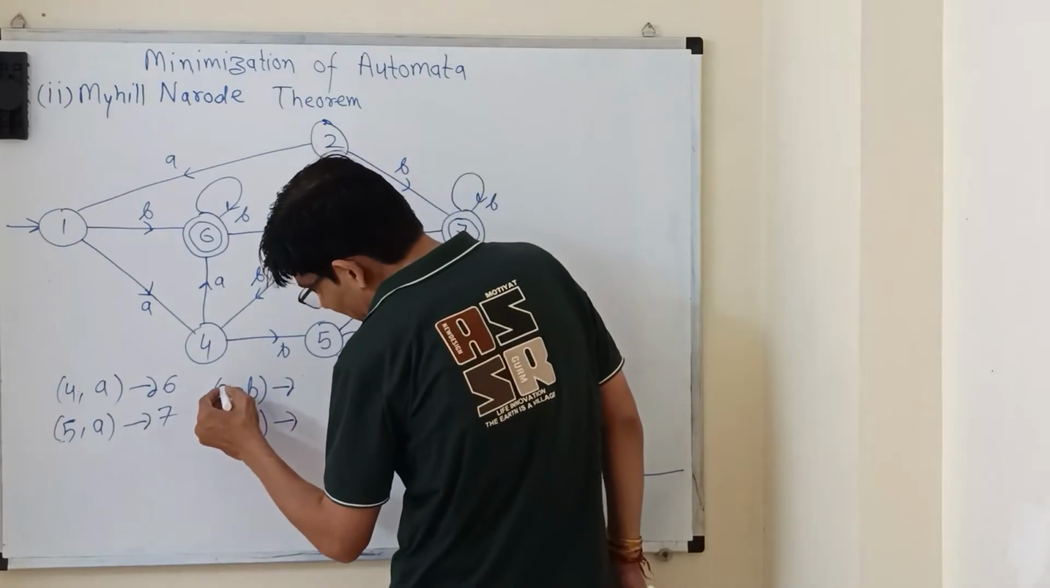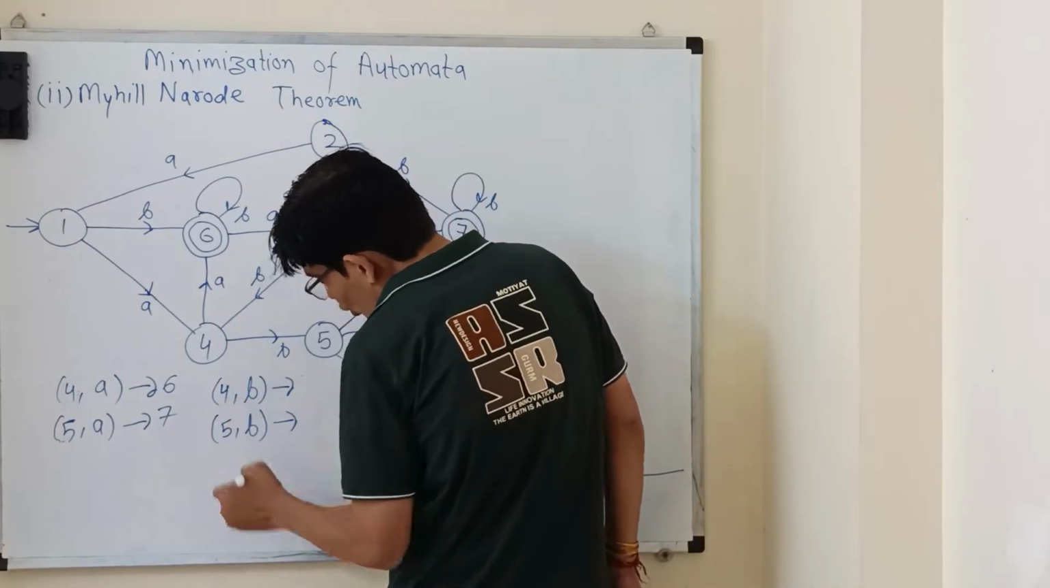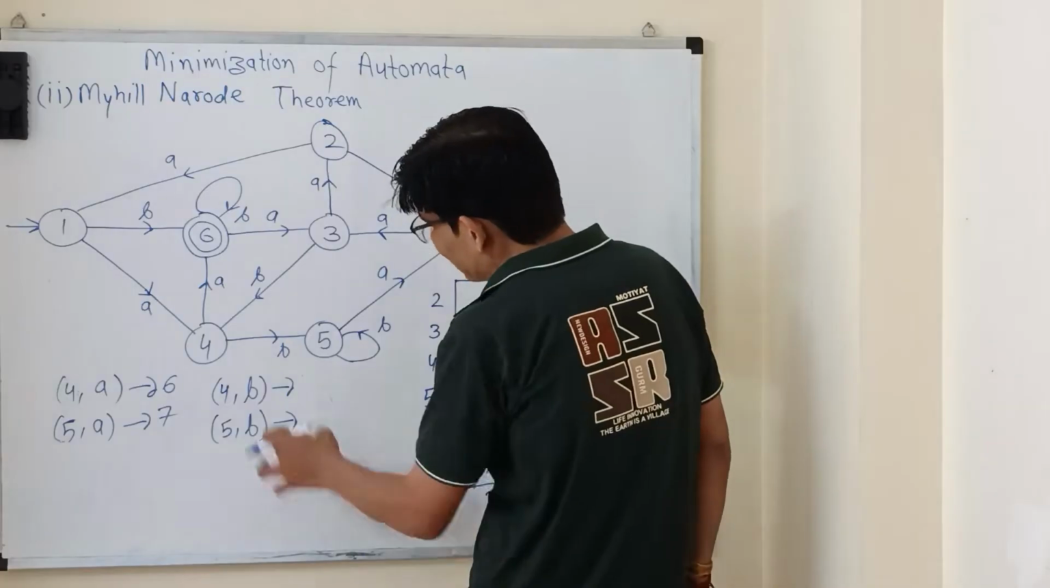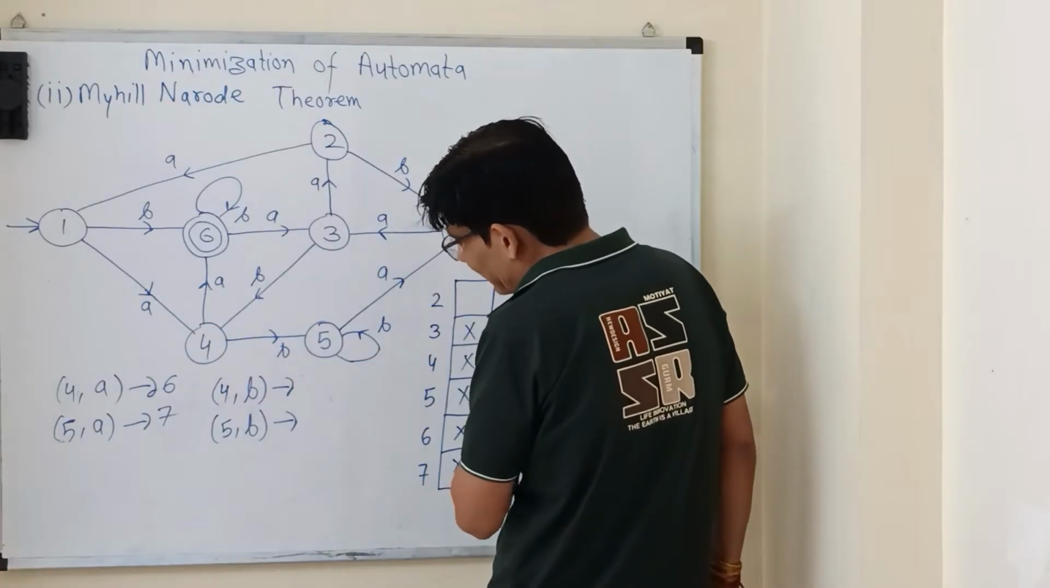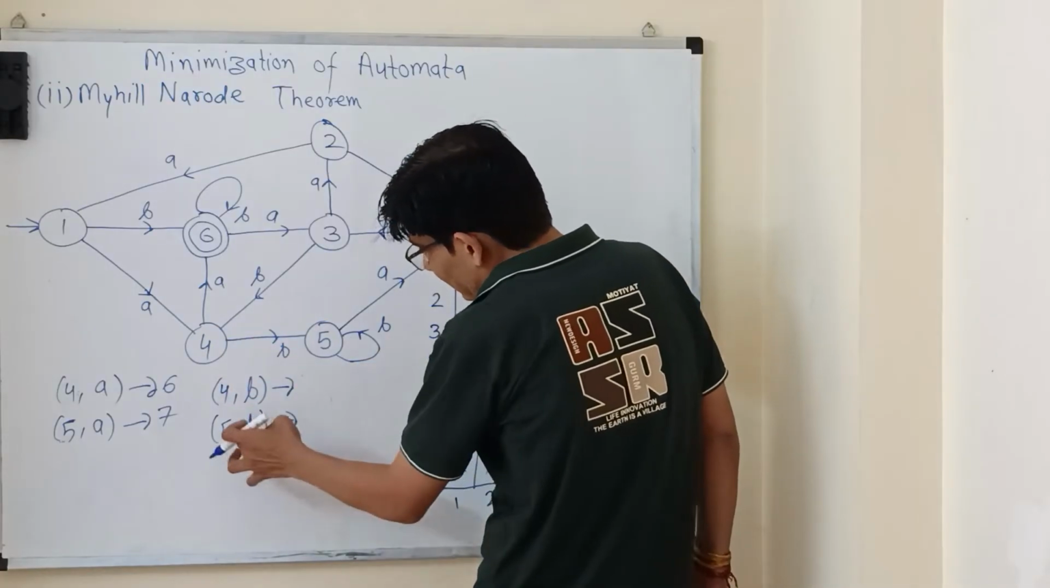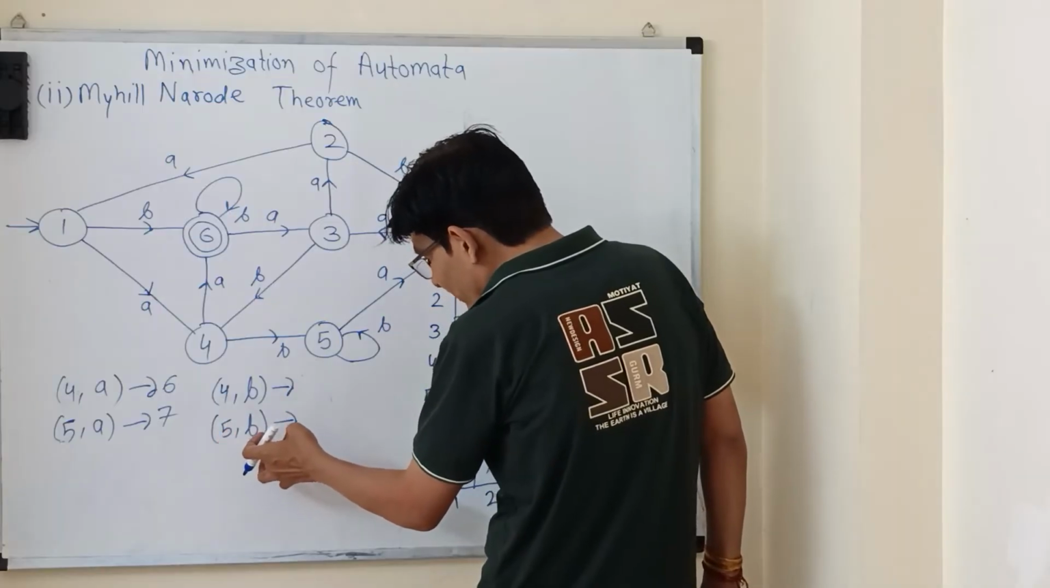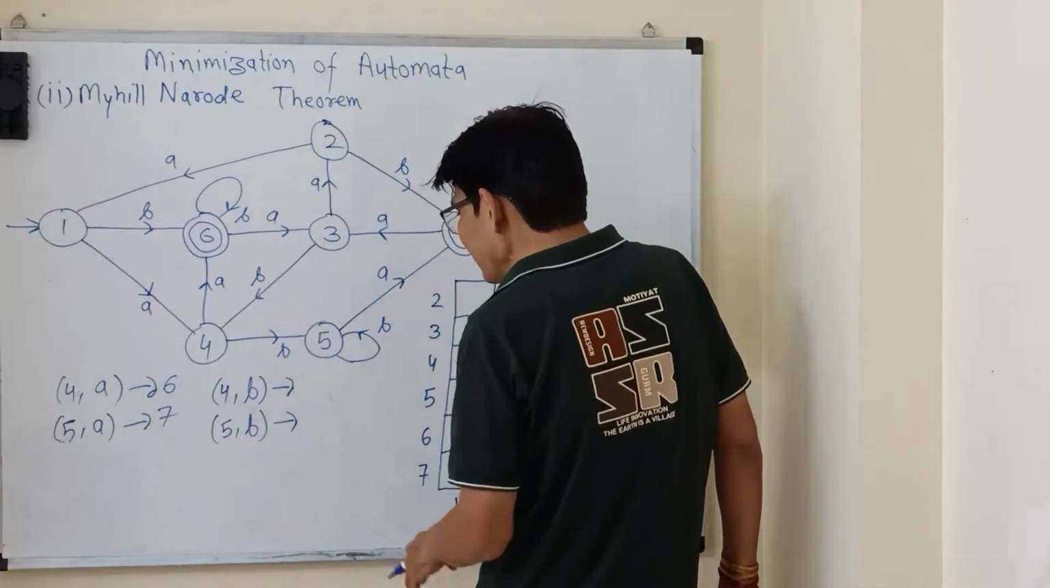Now let's try with B. So on 4, if we are applying B, we are moving to 5. And on 5, if we are applying B, we are moving to 5 again.